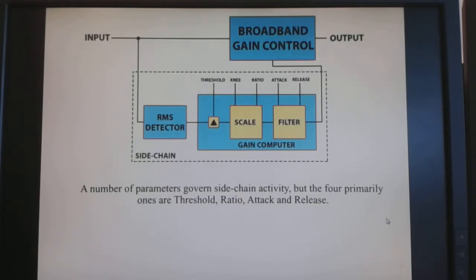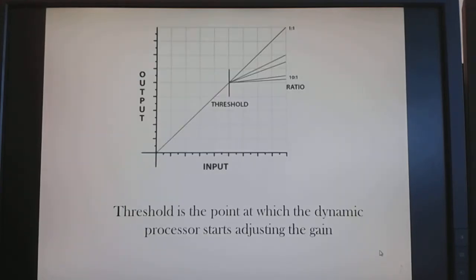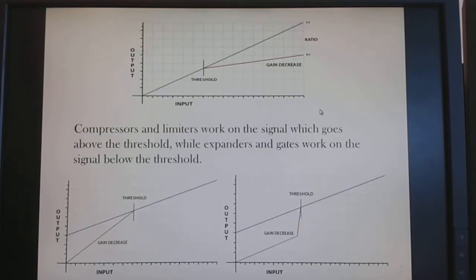a number of parameters govern sidechain activity, but the four primary ones are threshold, ratio, attack, and release. The threshold is the point at which the dynamic processor starts adjusting the gain. Compressors and limiters work on the signal which goes above the threshold, while expanders and gates work on the signal below the threshold.